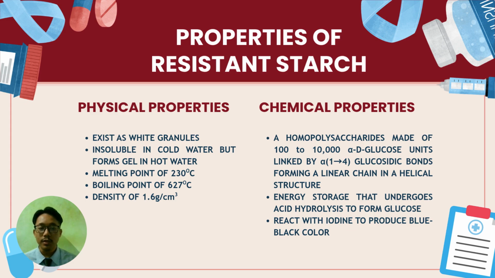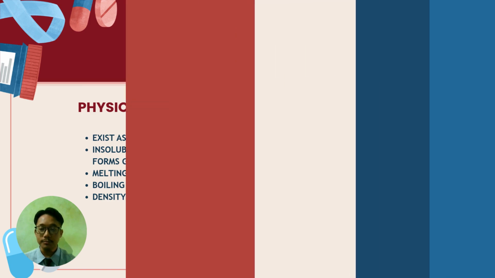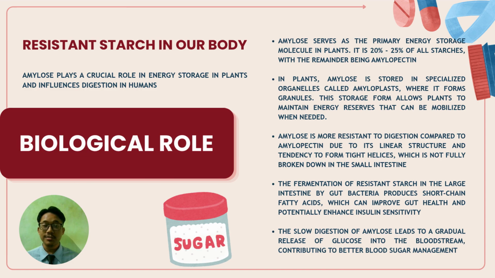Amylose is made of 100 to 10,000 repeating units linked by alpha-1,4-glycosidic bonds, forming a linear chain in a helical structure. Amylose acts as an energy storage that undergoes acid hydrolysis to form glucose. Amylose reacts with iodine and produces a blue-black color. The biological role of resistant starch is as an energy storage and as an influence on digestion in humans.